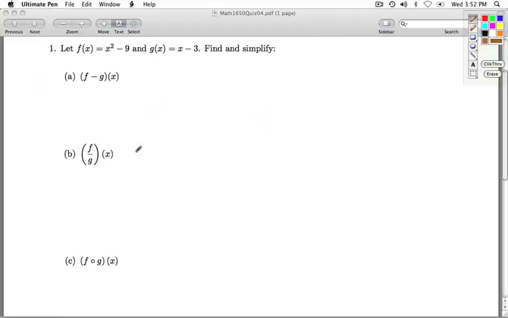Part B, we're asked to find f divided by g. And the way we divide functions is we divide their formulas. So we take f of x divided by g of x. F of x is x squared minus 9, and g of x is x minus 3. And anytime we have fractions, we try to simplify. So we factor and see if we can cancel out like factors.